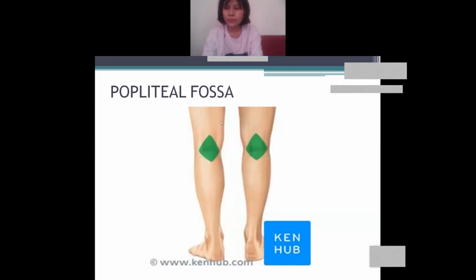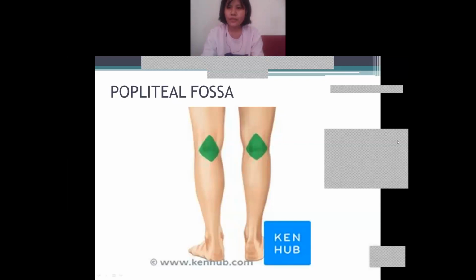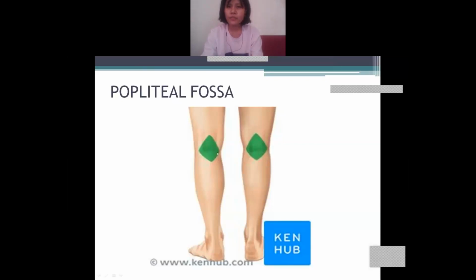Understand? You will be able to feel the pulse. You can feel your pulse if you touch this area also. This is the popliteal fossa. Till this part, did you understand, everyone? Till this portion?